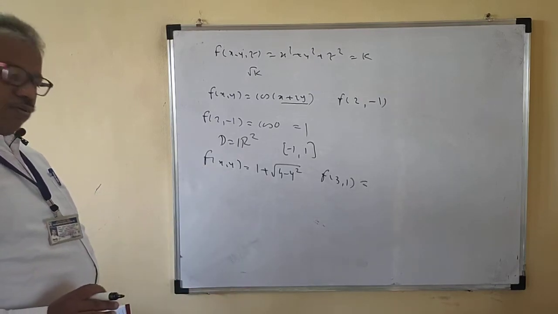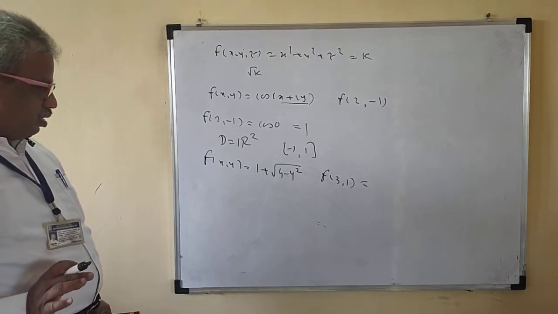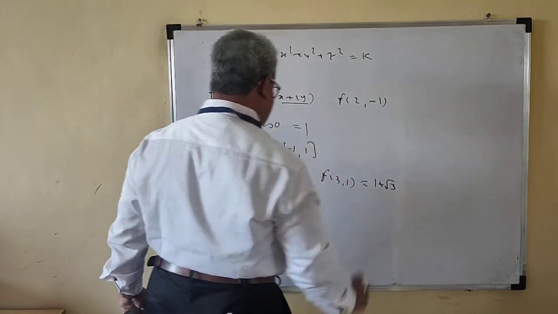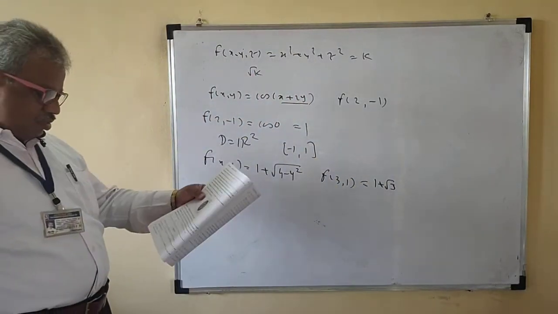Oh, there is no x now. You only have to put y is equal to 1. So what is it then? 1 plus root 3, because 4 minus 1 is 3, so root 3.